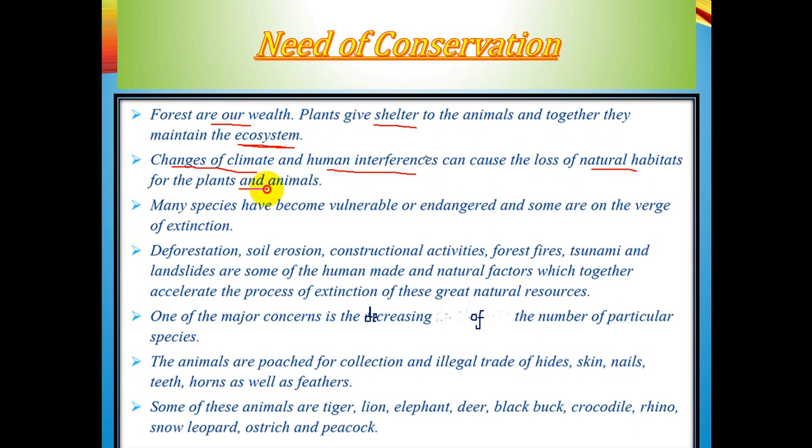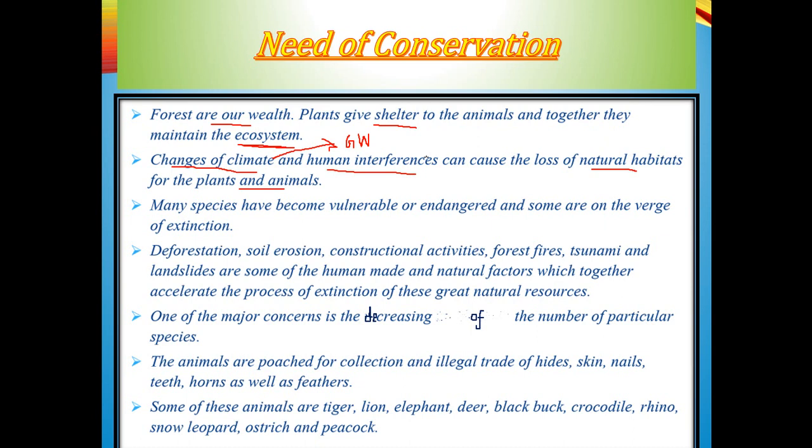Now we know global warming is a recent environmental phenomenon. Due to global warming, the precipitation is gradually decreasing, and as a result, the arid areas, or we can say desertification, is increasing on a large scale. So what is it? It is a loss of natural habitat for the plants and animals. So we have to control the ecology so that global warming can be reduced.